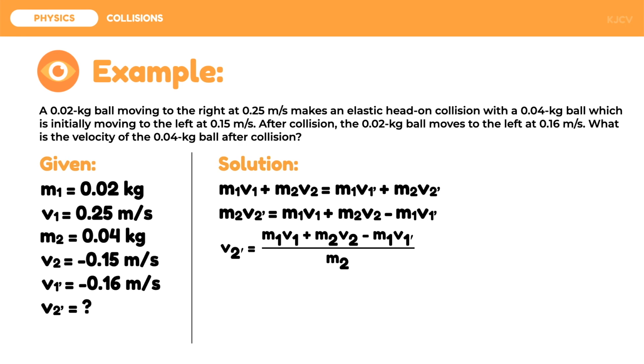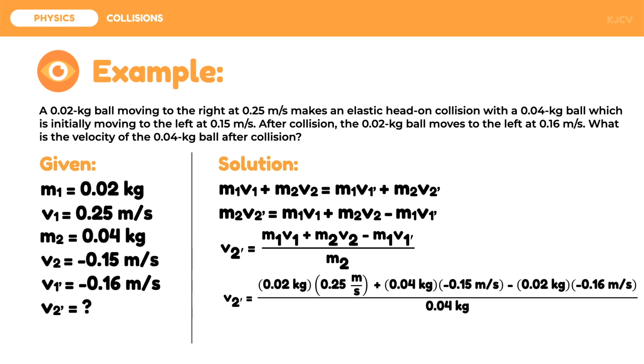Plugging in the values, we are going to have this expression. We are going to cancel the unit for mass because the mass in the denominator will cancel the mass in the unit for momentum in the numerator. Thus, the velocity of the 0.04 kg ball after collision is 0.06 meters per second. Since it is a positive sign, that means that it is moving to the right. This agrees with the separation of objects after elastic collision.